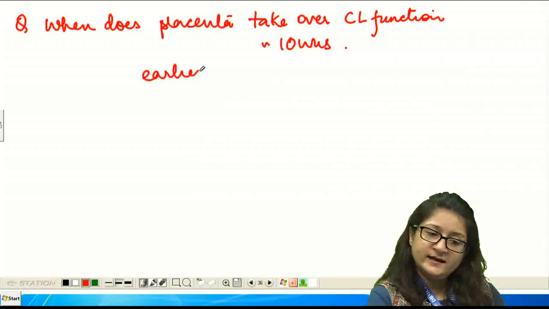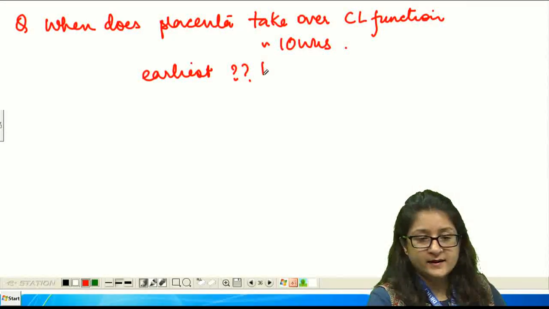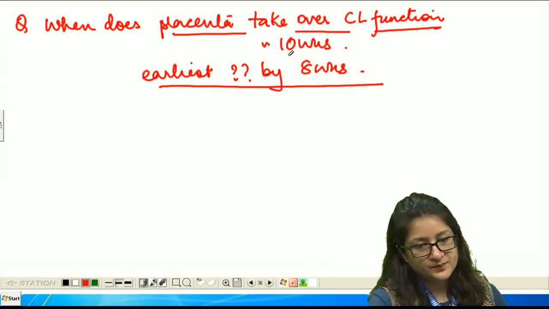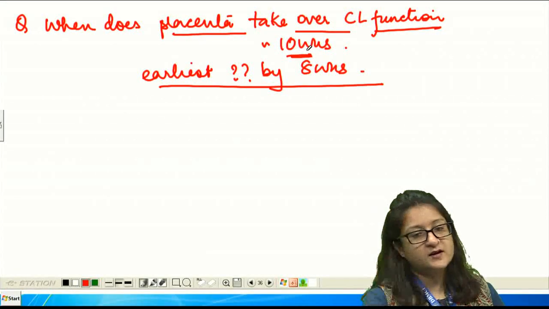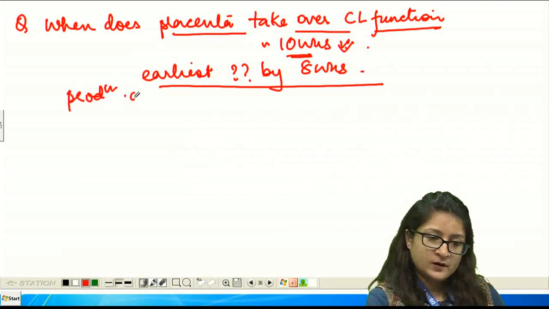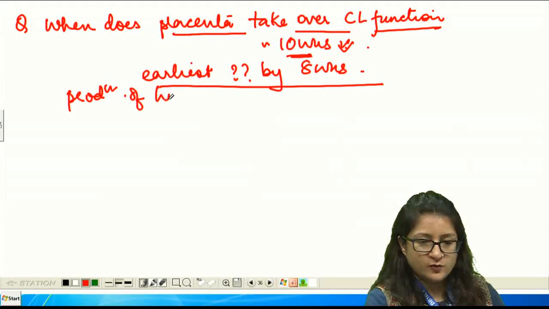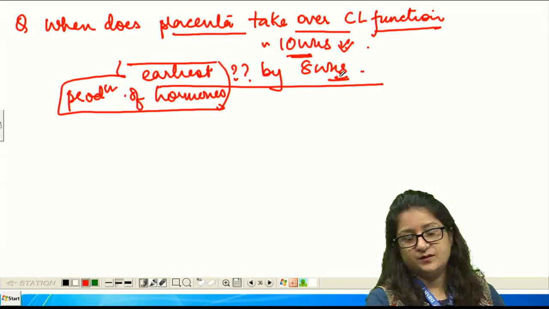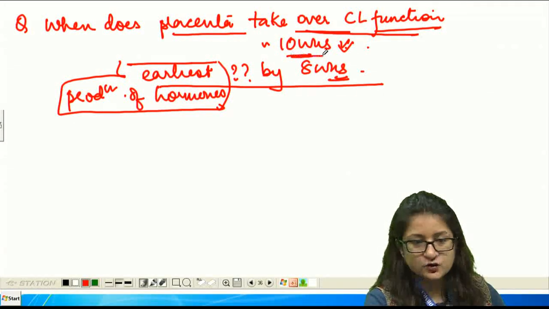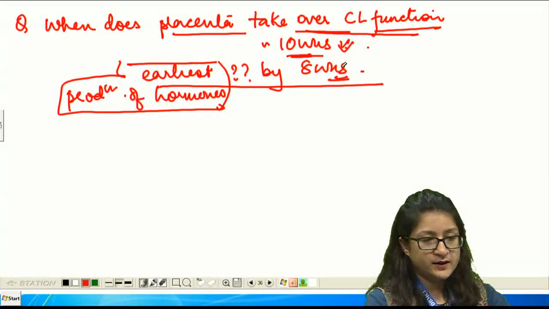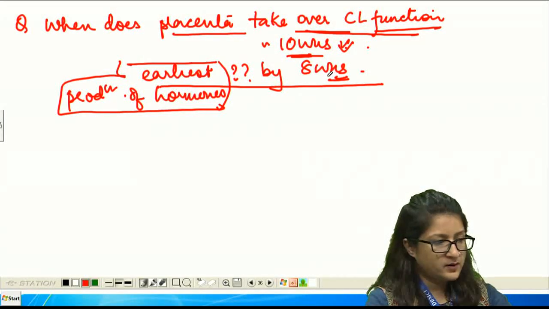And if they ask you for the earliest, it is by 8 weeks. The placenta definitely takes over by 10 weeks, but the earliest production of hormones by the placenta is by 8 weeks. If they ask you specifically for the earliest, then the answer is 8 weeks. So these are the important points about the menstrual cycle that you should remember.